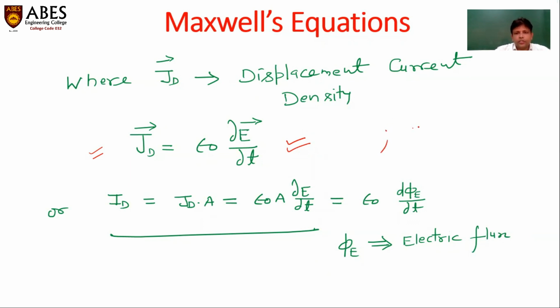JD is equal to ID upon A. Current upon area is known as the displacement current density. So you can see here ID is equal to JD into A, that is epsilon naught del E by del t. Further we can write epsilon naught d phi by dt. This phi is the electric flux. So phi E is equal to E dot A, electric field into area. This is known as the electric flux.